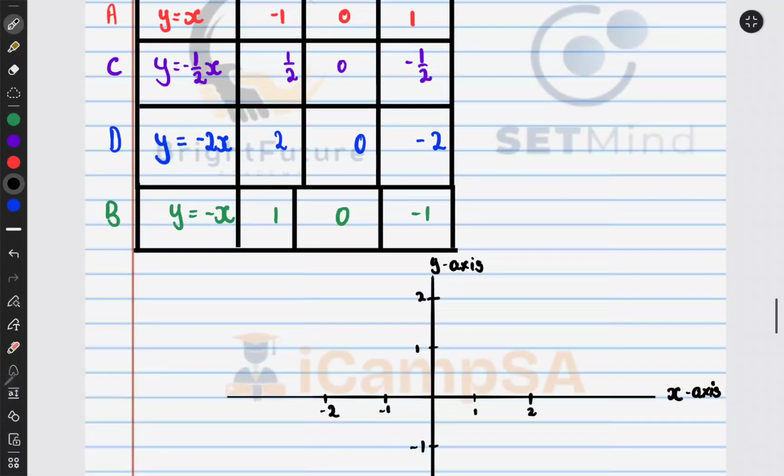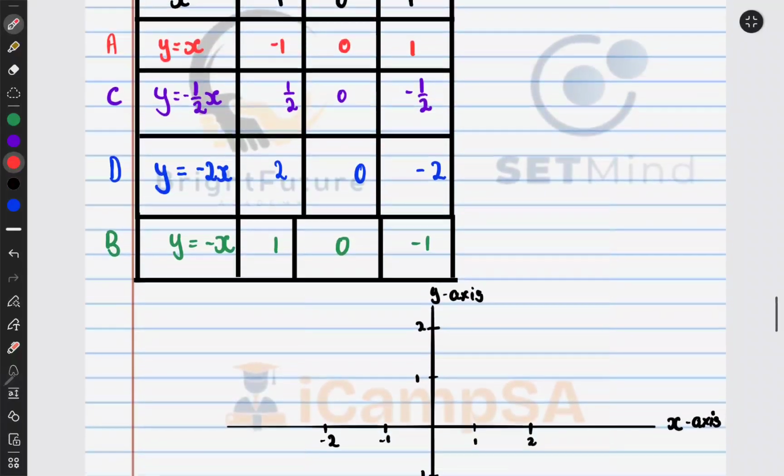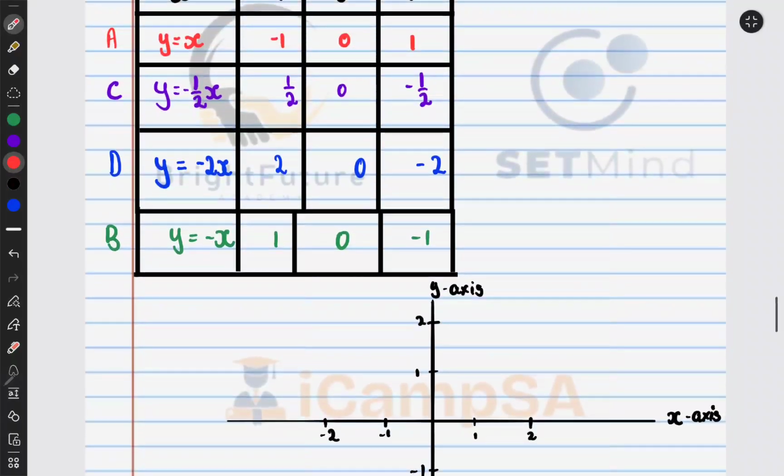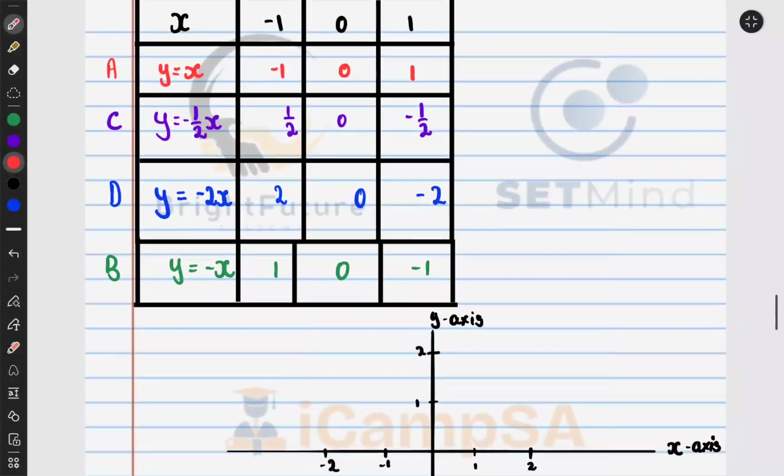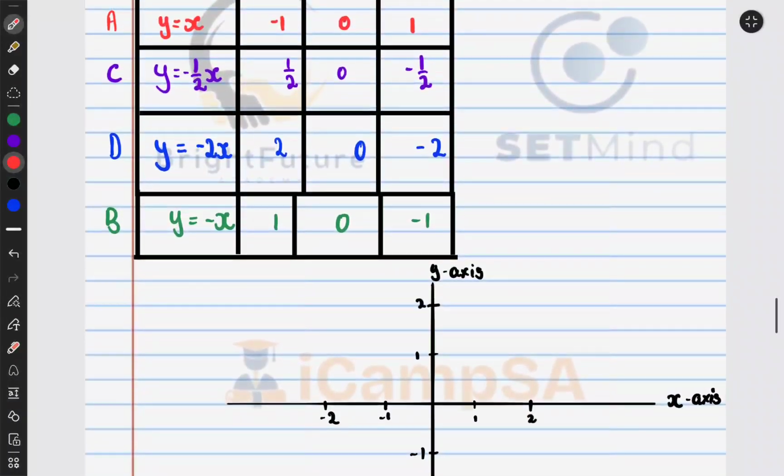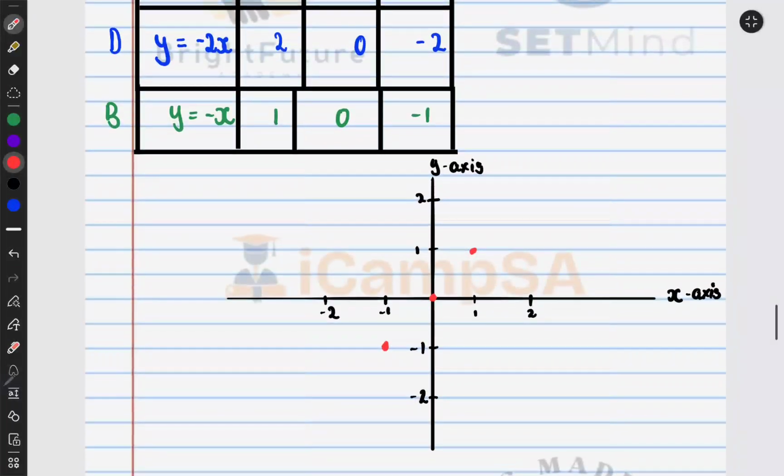Okay, let's quickly sketch our functions. I'll use the corresponding colors. The first one starts with the mother function, where x is equal to negative 1, y is also negative 1, and 0 and 0, and 1 and 1. That's your mother function, the basic one.